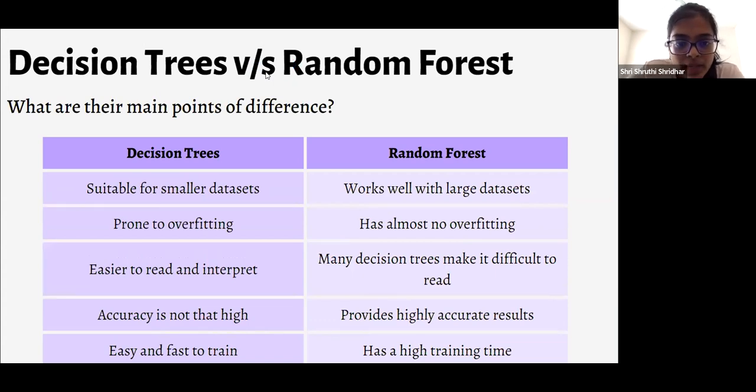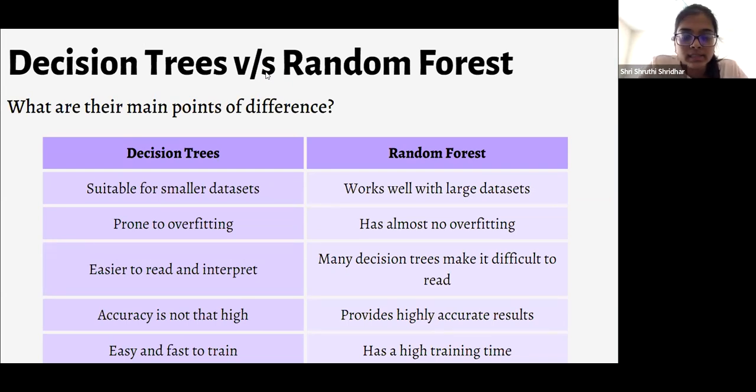Now the second one that we have has almost no overfitting. So we already saw that since a decision tree takes the whole data, while a random forest samples and has diverse classifiers, decision tree has overfitting while random forest does not. So the second characteristic is of random forest.